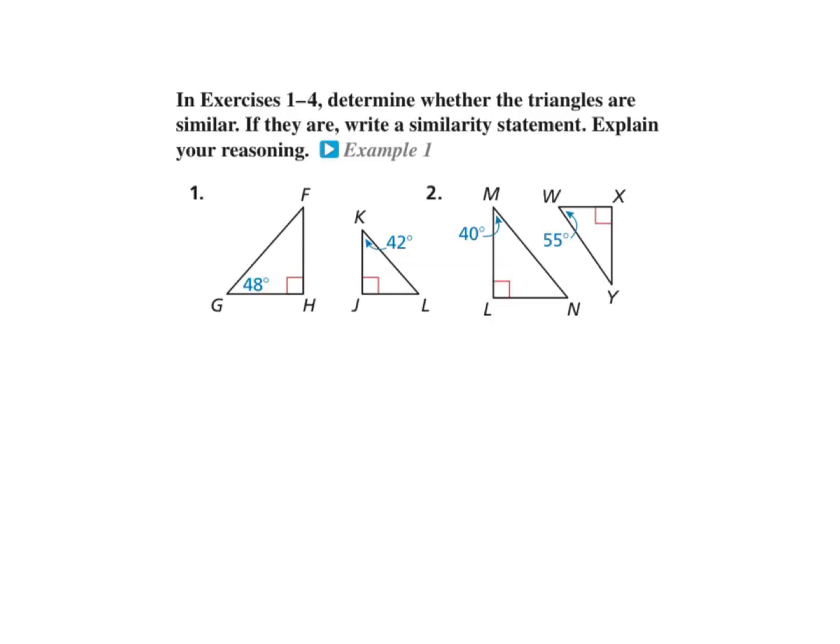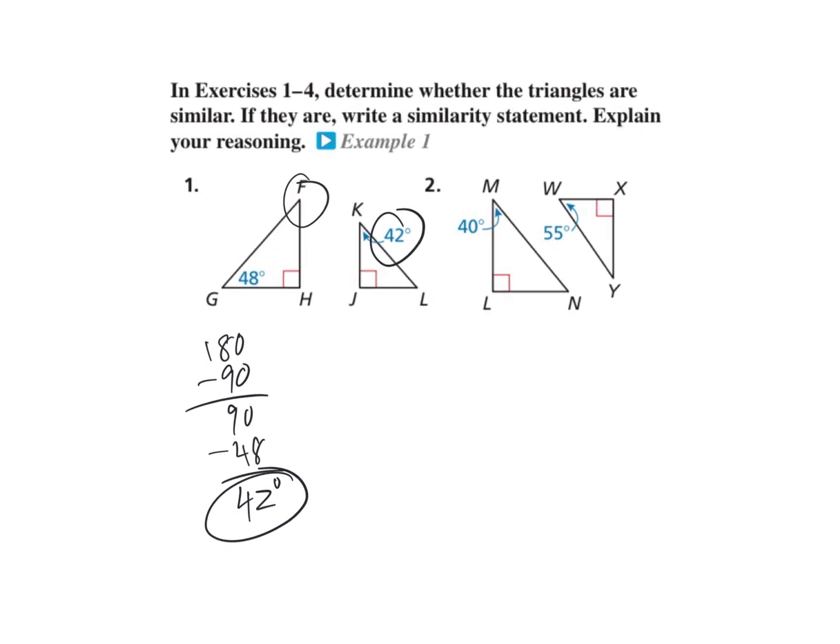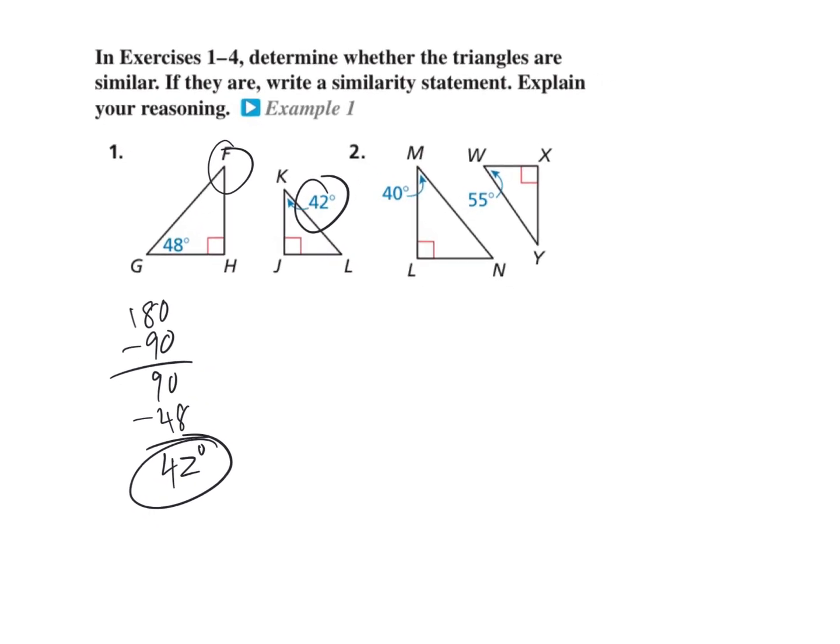Determine whether the triangles are similar. If they are, write a similarity statement. Explain your reasoning. Okay, so number one, we have 48 degrees and a 90 degree. We have 90 degree and a 42 degree. Well, two of them are 90. What is angle F and angle L? So you take 180 minus 90, which is 90, and then subtract the 48, and that gives you 42 degrees, which happens to be what angle K is. So angle F and angle K are the same, and therefore angle L and angle G are 48.